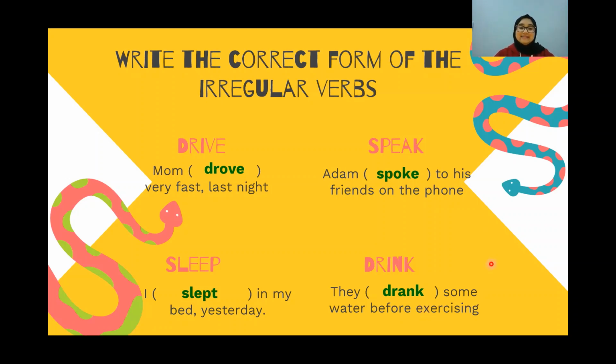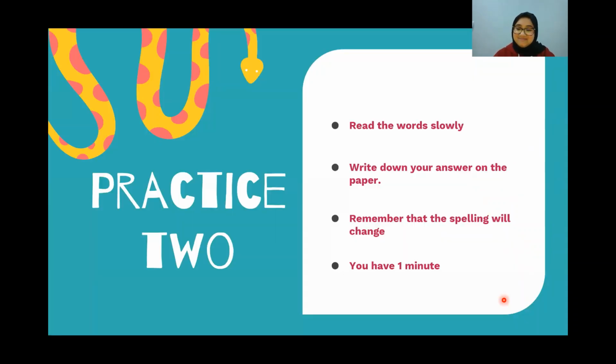The first sentence is, Mom drove very fast last night. Adam spoke to his friends on the phone. I slept in my bed yesterday. They drank some water before exercising. Very good. Did you get most of them correct or all of them? You are a very good student, by the way. Wow, would you see? We are ready for our second practice.